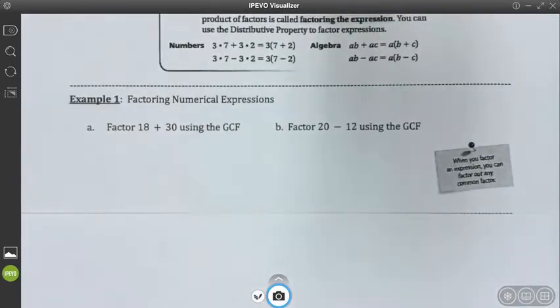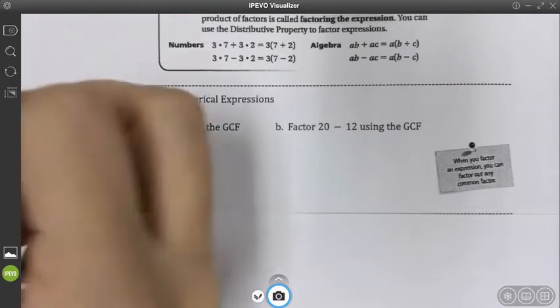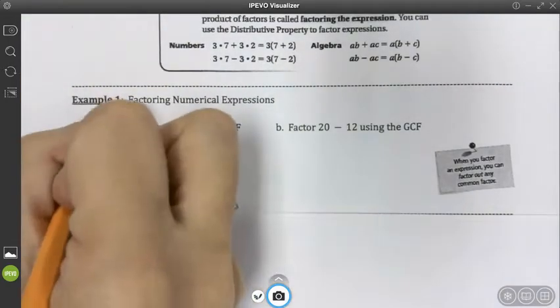So example 1, factoring numerical expressions. Factor 18 plus 30 using the greatest common factor. Just to go back to what we did earlier in the year during our first chapter, we found the greatest common factor using the upside down cake method, which you are absolutely welcome to do. So I will remind you of how to do that.